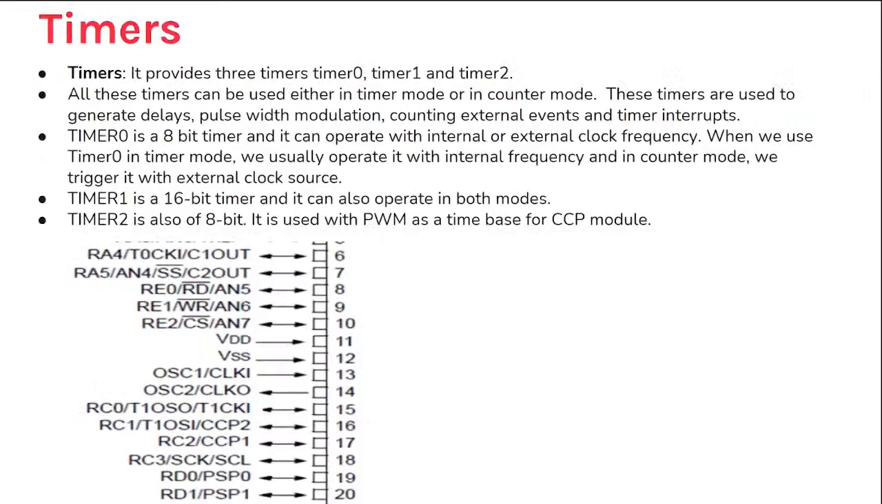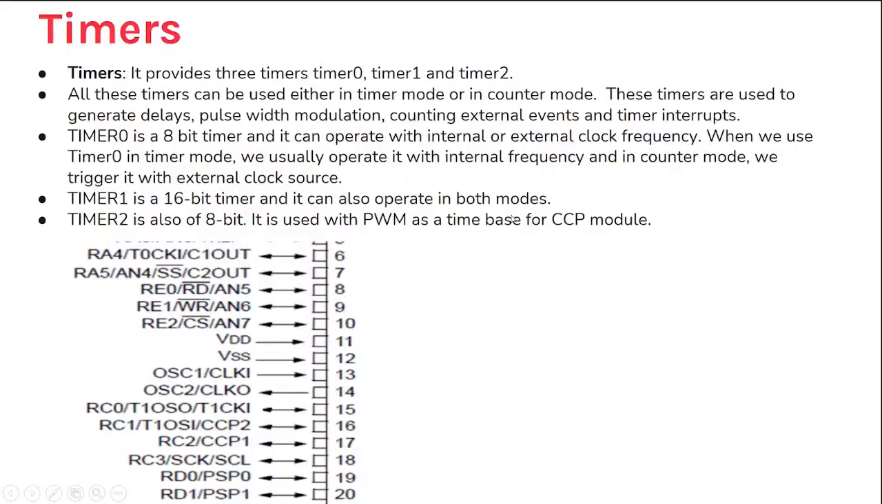The next feature is timers. It has 3 timers: timer 0, timer 1 and timer 2. Timer 0 is an 8-bit timer, timer 1 is 16-bit, and timer 2 is 8-bit. So timer 0 and timer 2 are 8-bit, and timer 1 is a 16-bit timer. It can also operate in both modes. Timer 2 is used with pulse width modulation.